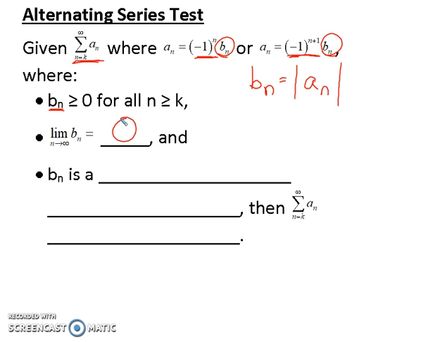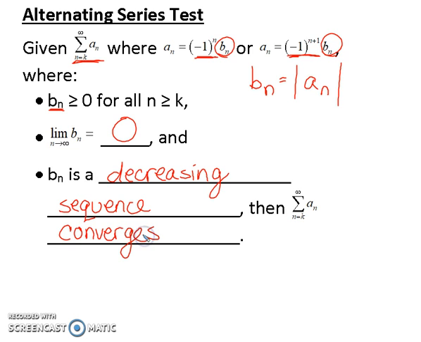And then third thing is that your b sub n expression is a decreasing sequence, so the terms have to go down in value from term to term. Then if all 3 of those bullets are true, a sub n, or the sum from n equals k to infinity of a sub n, converges using the alternating series test. So again, I like the alternating series test because it's really easy to decide when it needs to be used, and then it's just a matter of remembering the 3 bullet points that have to be met in order for it to prove convergence.